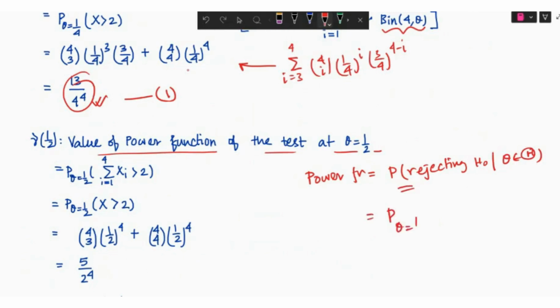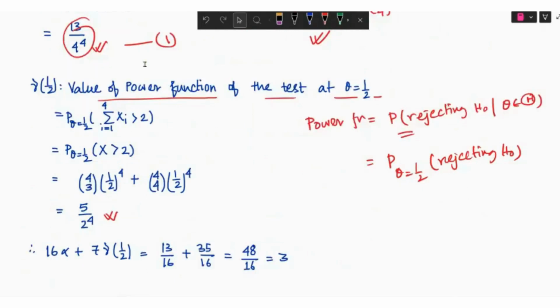of rejecting H0 at theta equal to half. So rejecting H0 basically means capital X greater than 2 at theta equal to half. So we put the parameter values here. Instead of 1 by 4, here it is half. So this simply becomes 5 by 2 to the power 4.